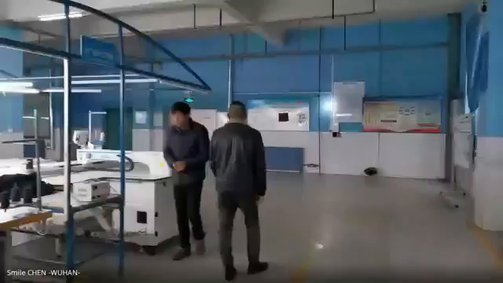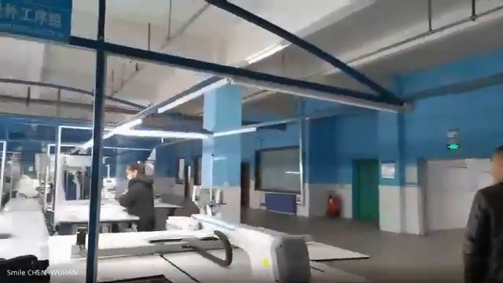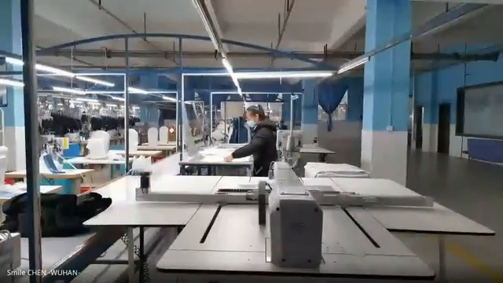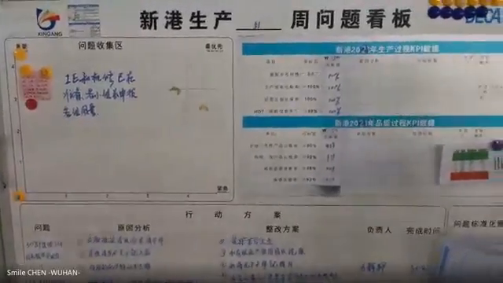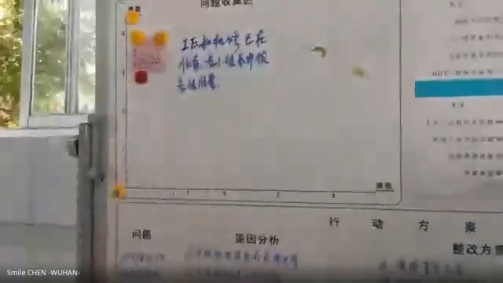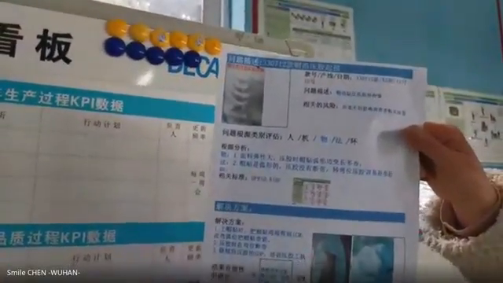Here is also some machines. You can also see the visual board here, mainly about their problems. They have some problems here, and they will follow up their KPI for week 31. And they also have some action plans here. They have some OPEX assessment here. For the problems, they will have their root cause analyzed, and they define their action plans here, and also the follow-up.